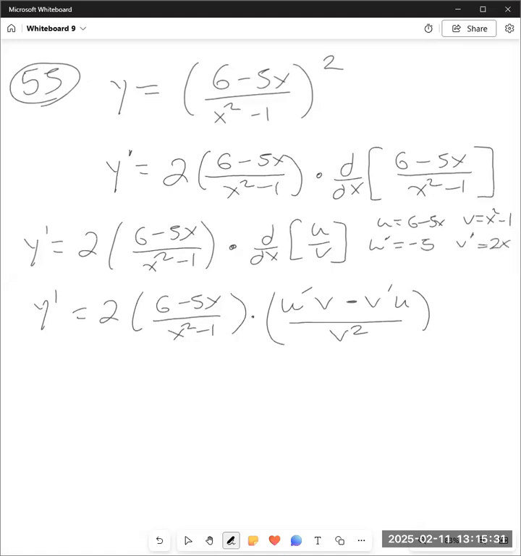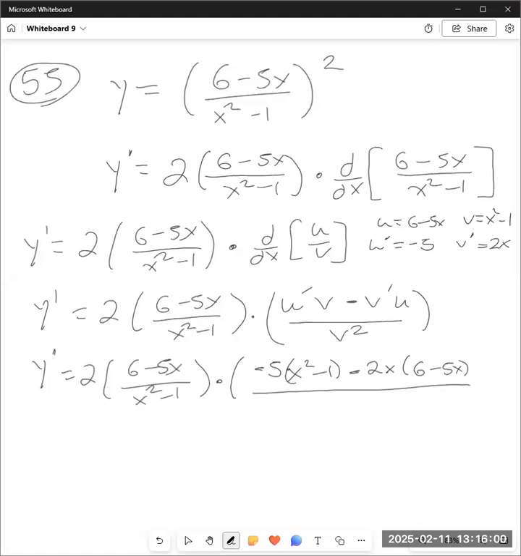So let's substitute here. y prime is 2 times (6 - 5x)/(x squared minus 1) times u prime, which is a negative 5, times v, which is x squared minus 1, minus v prime, which is 2x, times (6 - 5x), all over v squared. Let's simplify that numerator.